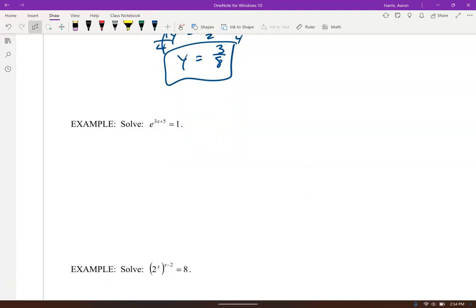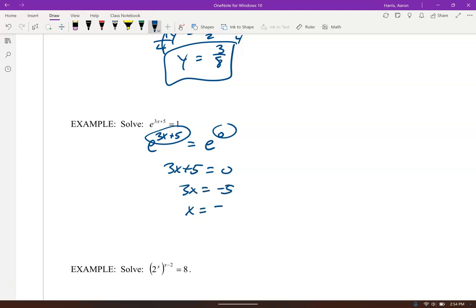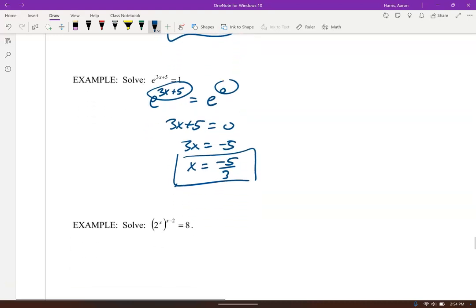How about e to the 3x plus 5 equals 1? How could you get 1? 1 is e to the what? Well, e to the 0 is 1. So, 3x plus 5 has got to be 0. Subtract 5, subtract 5. Divide by 3. So negative 5/3 would work for that.